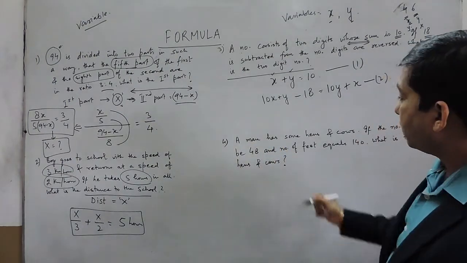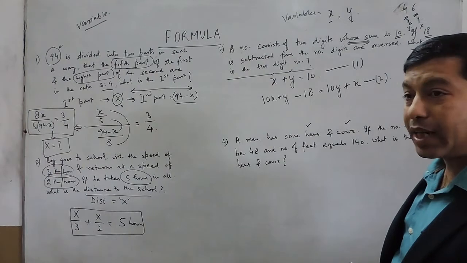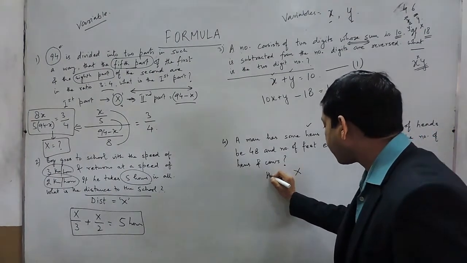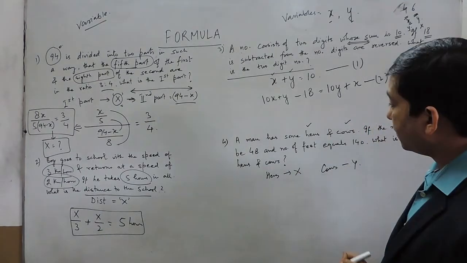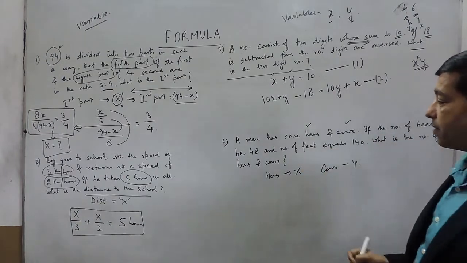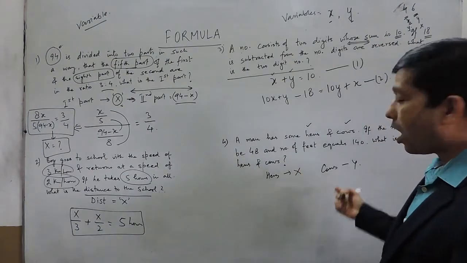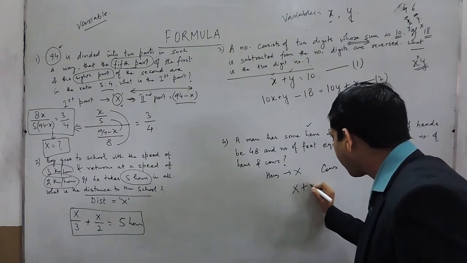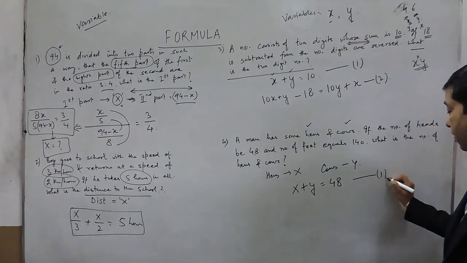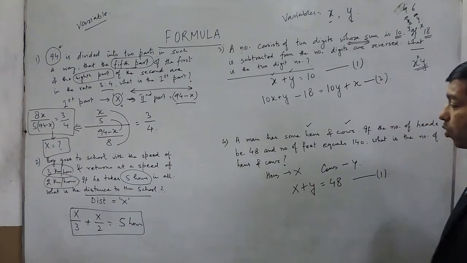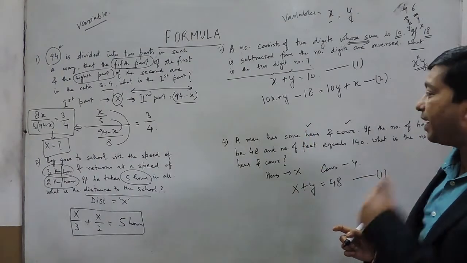Here in the last question, a man has some hens and cows. Again, there are two unknown variables, hens and cows. We take the number of hens as x and the number of cows as y. The number of heads is 48 and the number of feet is 140. Every hen has one head, and a cow also has one head. So x plus y must equal 48, because the number of heads is 48. From this equation alone, we cannot solve for x and y, because if there are two variables, we need two equations.